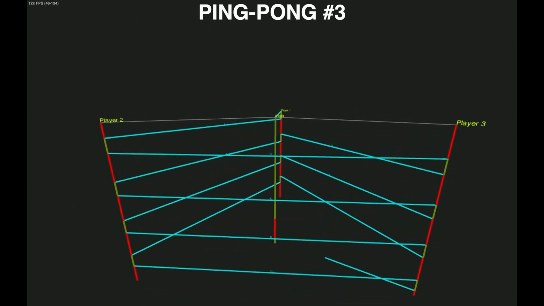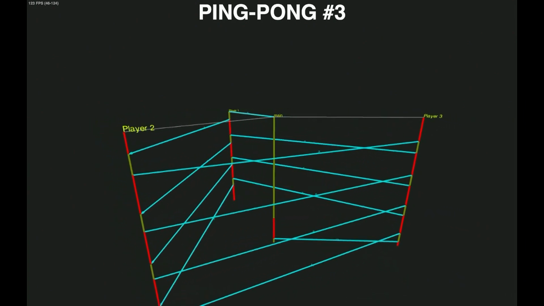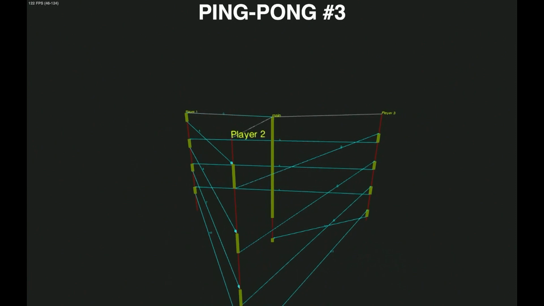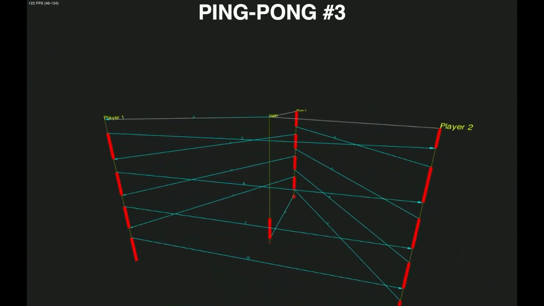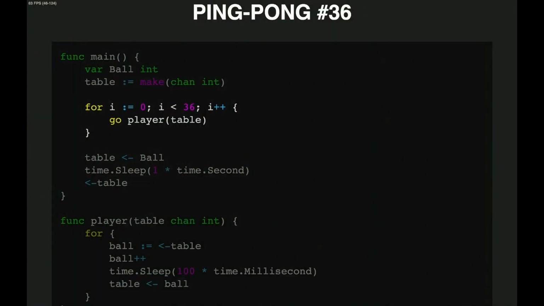Again, we can see that every player has the same amount of time spent in the blocked state and in the sleeping state. And at this point, you may ask why there is such a strict order. Maybe the next player that receives the ball should be chosen pseudo-randomly. But maybe it is pseudo-random. Maybe we're just lucky. So let's start 100 goroutines, or just for the sake of a clearer visualization, 36.